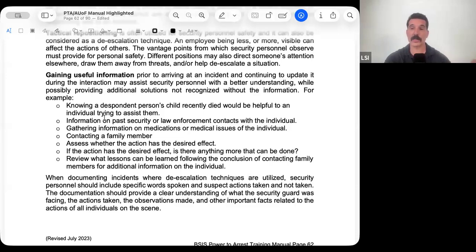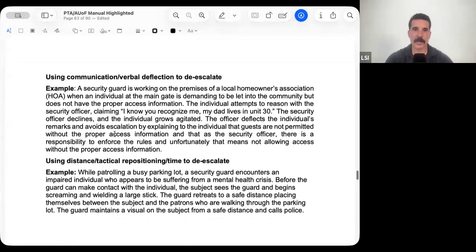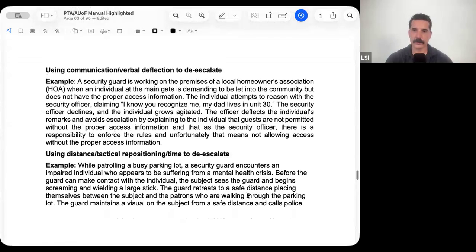One, I want to point out to you that it's very, very helpful to get medical training. It will also help your career and it will open up the job opportunities you have if you have that training. But also, this goes along with gaining useful information. All right, next page, 63.